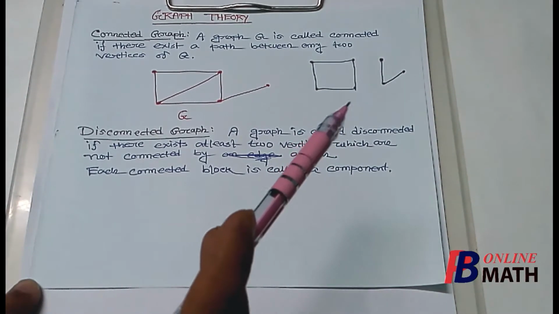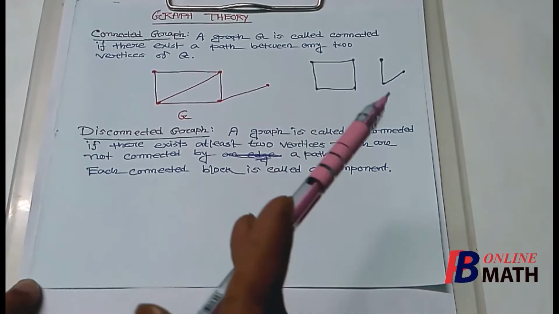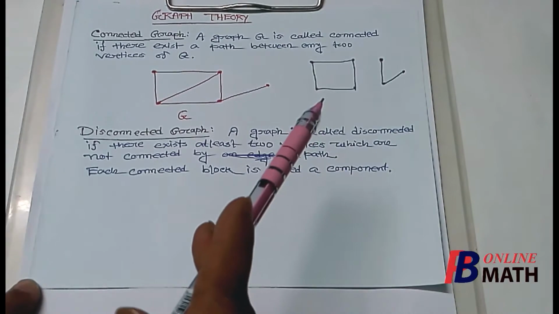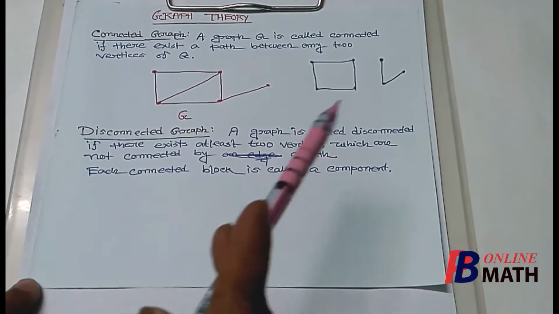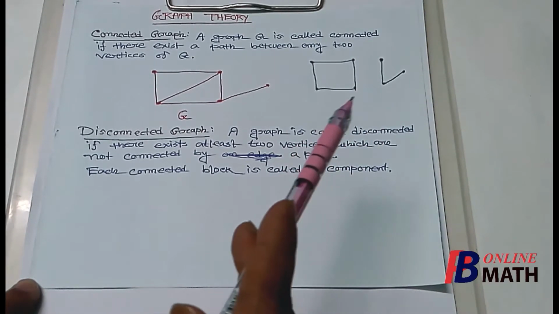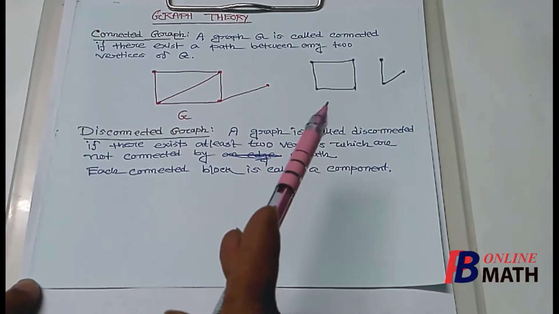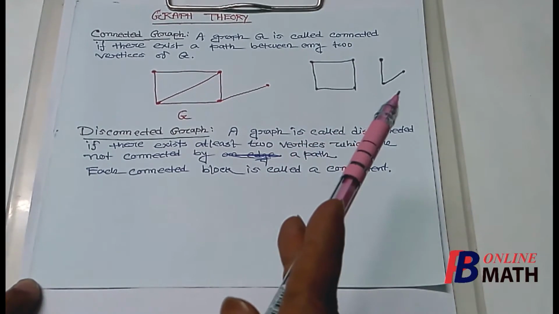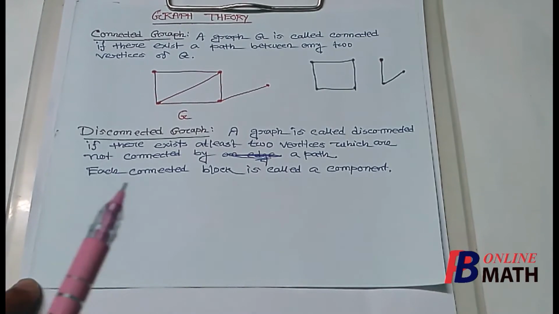But in this graph we find that there are two blocks which are connected. So this is one connected block and this is another connected block. Now these blocks are called components. So this disconnected graph has two components, namely this one, the first component, and the second component. And for any connected graph, by default the number of components is only 1.